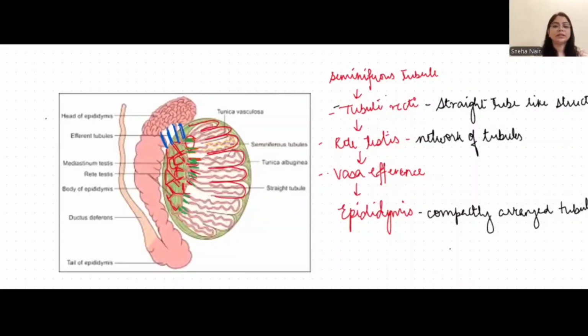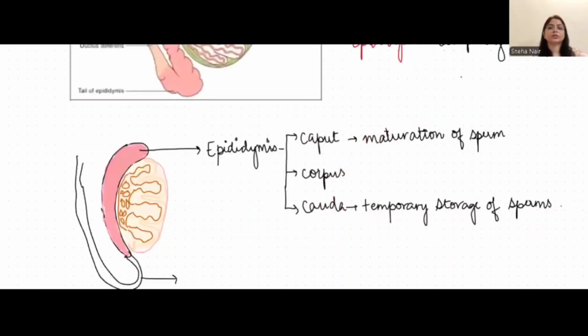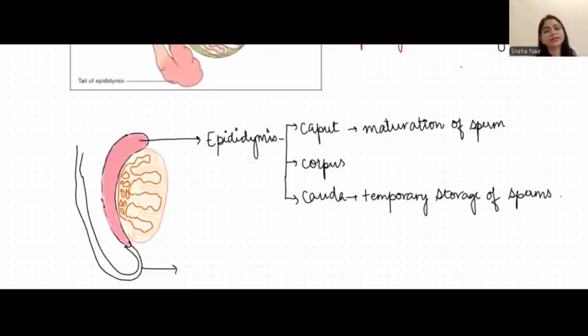Now, this epididymis consists of three main parts. The epididymis is divided into three parts. The upper part is known as the caput. The middle part is the corpus, and the last part is the cauda.